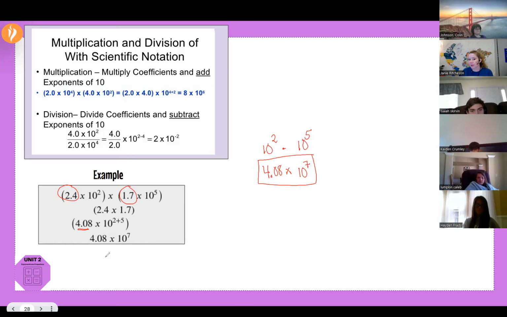Okay? All right, so this problem ended up pretty easy because after we multiplied, we got a number that was automatically in scientific notation, so we don't have to change anything and we're done with that one.